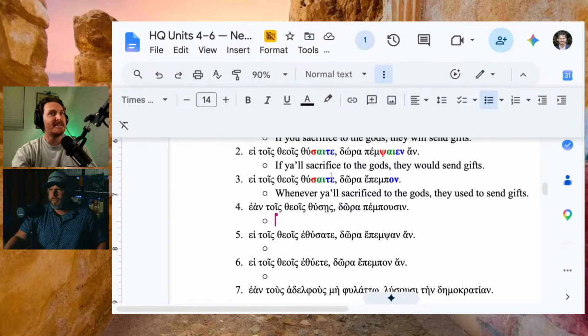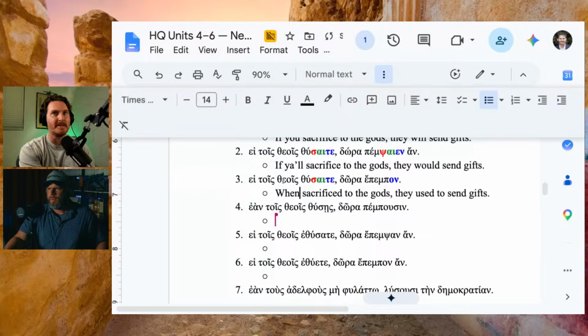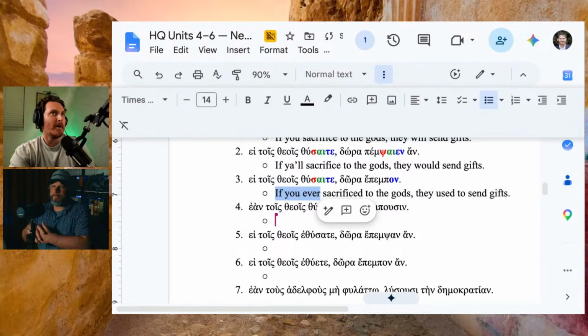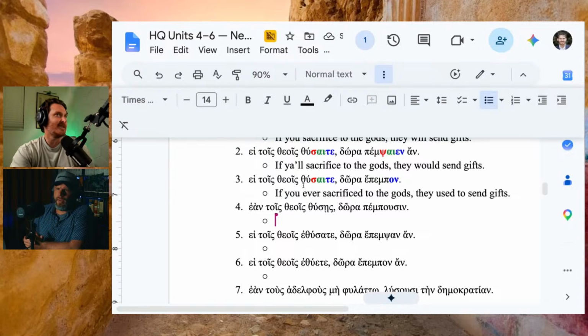But that's not what the textbook tells you to do. The textbook says to say if you ever sacrificed to the gods. This is the way Hansen and Quinn says it. But really, this is the same as whenever. It's just, do you want three words in English, or do you want one word in English?